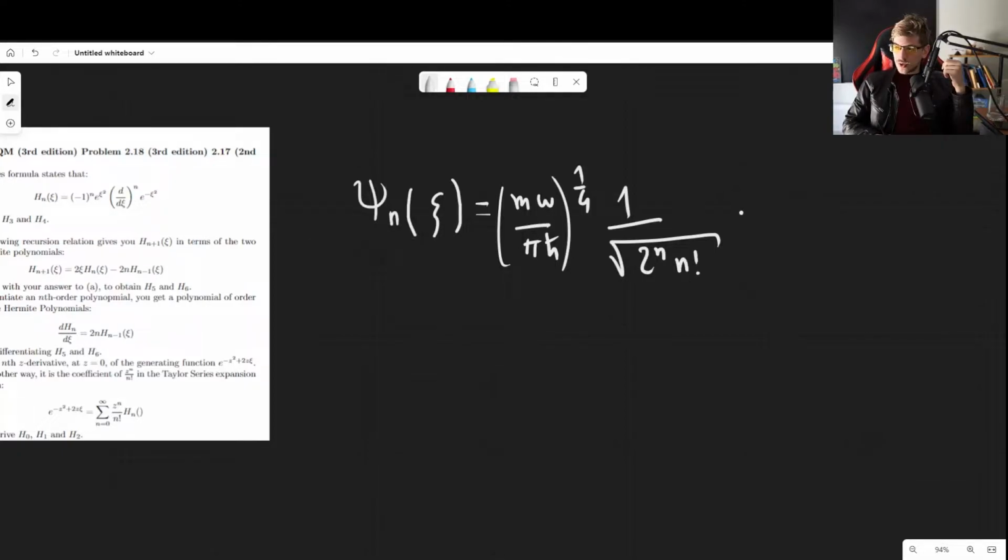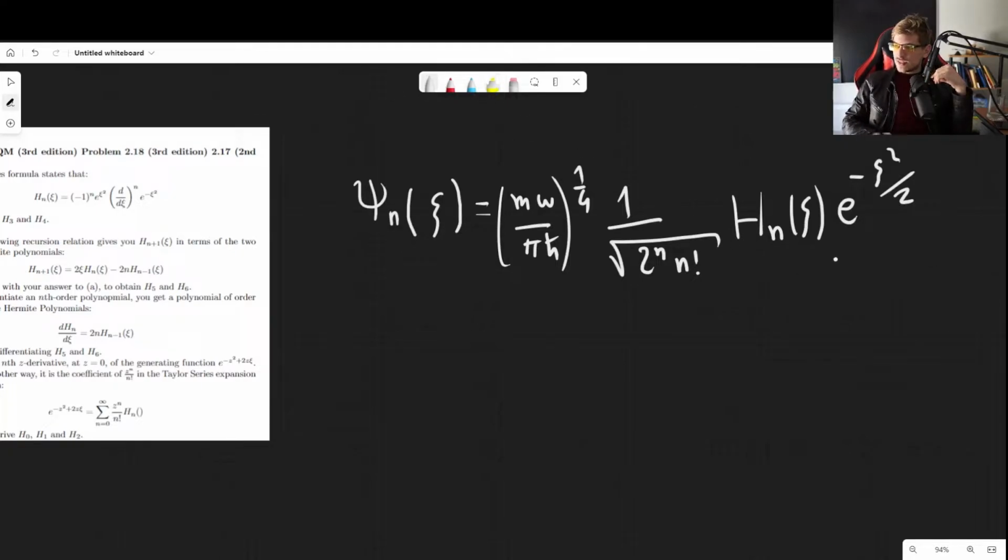If you're unsure where it came from, it is important that you have at least a rough idea, so go watch those videos. It's all in the playlist. And this is a formula that gives you the wave function for the solution of the quantum harmonic oscillator for any given n. So this is a very, very useful formula. You don't really need to know it by memory, but you have to know how to use it.